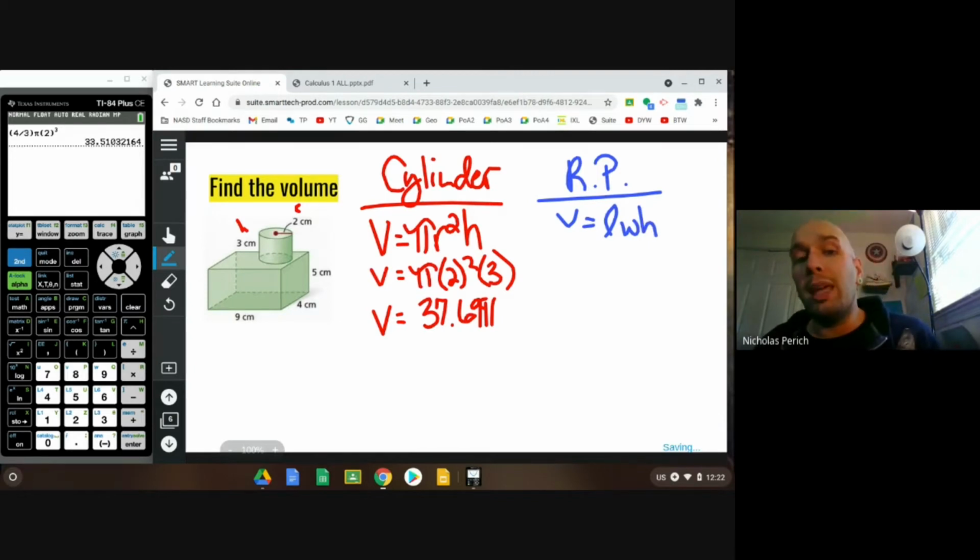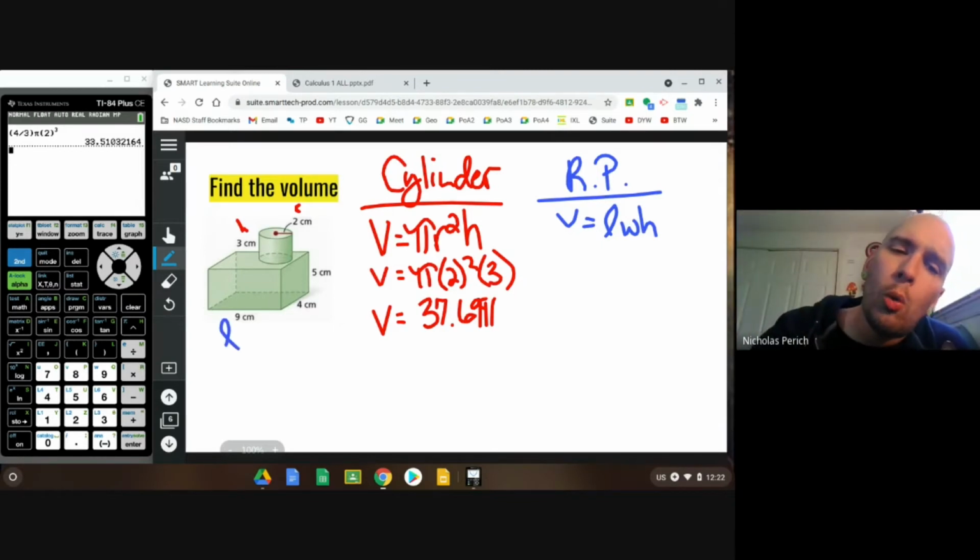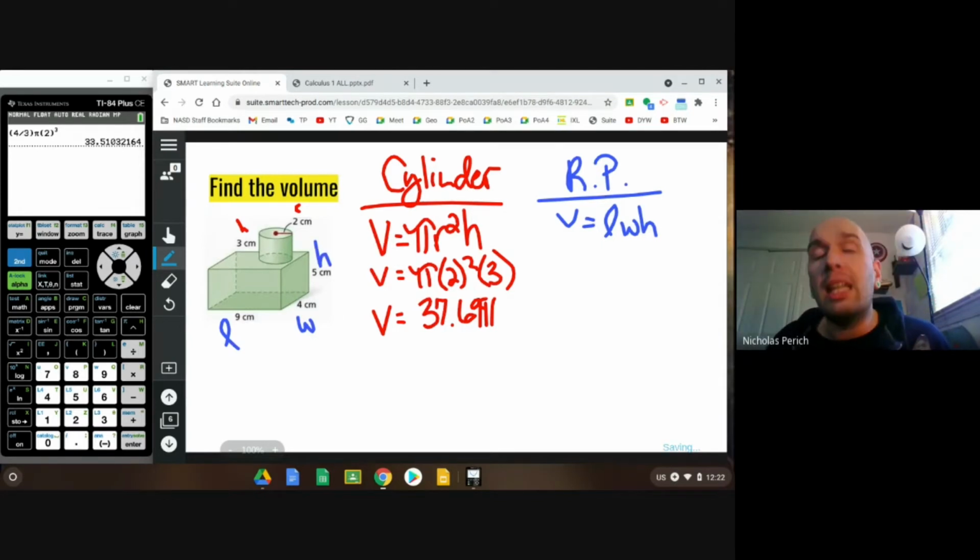Now, in a prism, it doesn't matter which one you choose to be length or width or height. So we'll call you length, we'll call you width, and we'll call you height. And if you're like, well, height always has to be up and down, what if I take this little box and move it sideways? It doesn't matter at all.